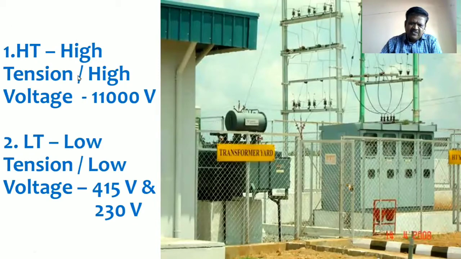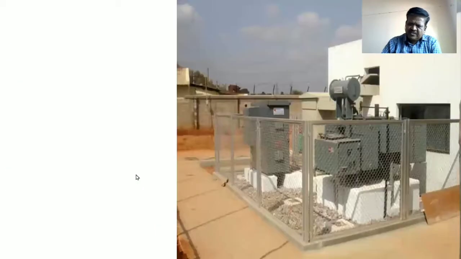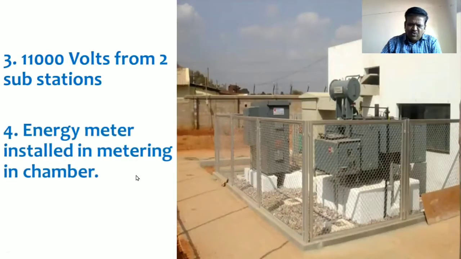And I have said this high tension and low tension: 11,000 volts is called the high tension, high voltage side, and 230 and 415 is the low voltage side. And this is one more photo which clearly shows the transformer and the metering chamber. This is the metering chamber. Usually this metering chamber is connected at the HT side only, the 11,000 volts side. From this metering chamber, supply goes to the primary. Again, from the secondary, it goes to the LT room. This is how it works.